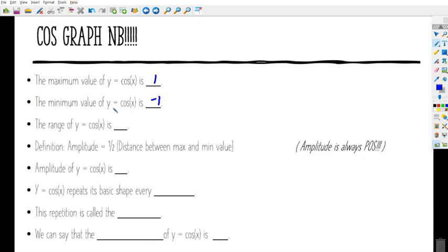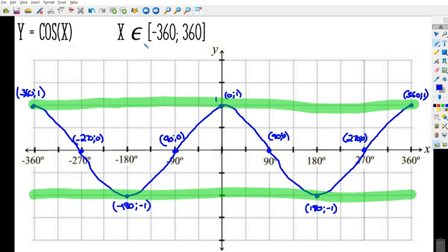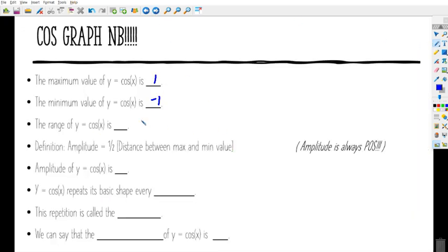My range: between my maximum value and my minimum value, my graph exists in between these two green lines. So what is my range? It's my y values. It's all the y values in between my maximum and my minimum. My minimum is -1 and my maximum is 1, and it's all the y values in between and equal to -1 and 1.